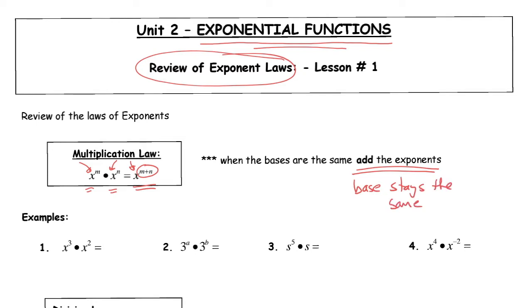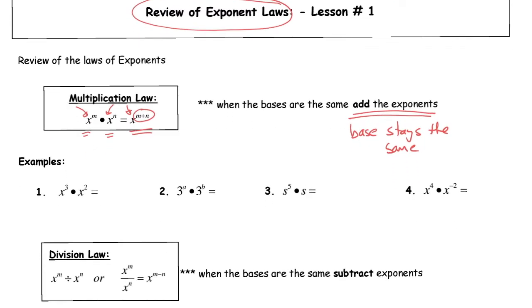There is a mistake that typically gets made here, and we'll talk about that in just a moment, but let's take a look at some of these examples. So first of all, we've got x cubed multiplied by x squared. I've got two powers multiplied together. The bases are the same, so this is going to be x to the sum of those two exponents, and so x to the 5.